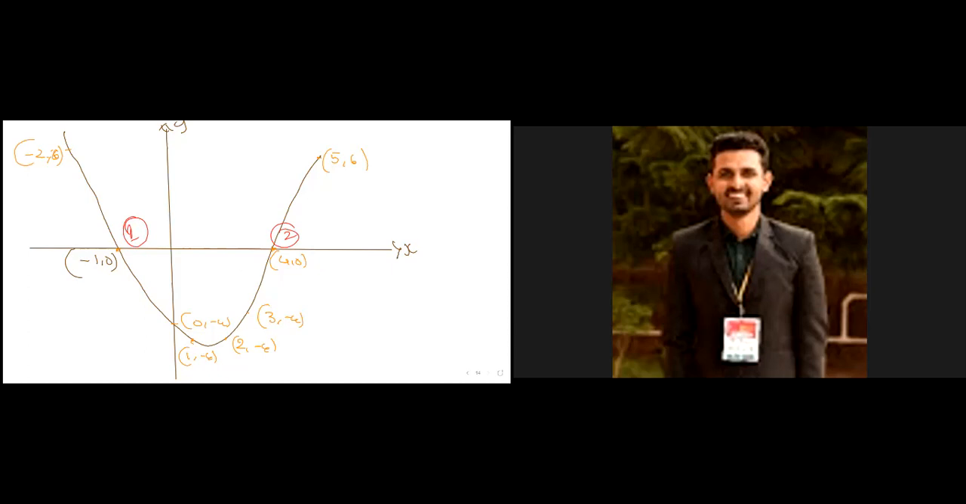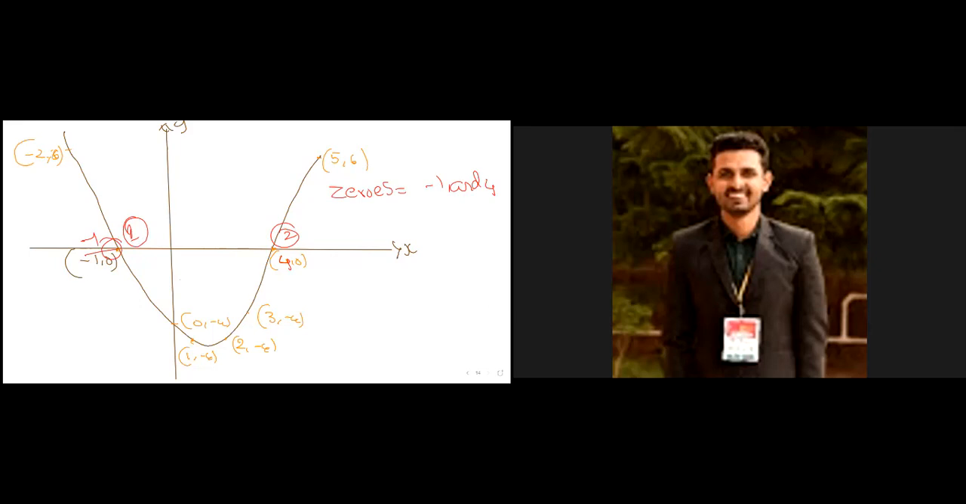And remember, we are considering only the points where the x-axis is intersected, not the y-axis. So if it is intersecting the y-axis, we are not considering that point. So only the points which intersect the x-axis. So zeros of this are -1 and 4. So here you can see it is at 4 and this is at -1.